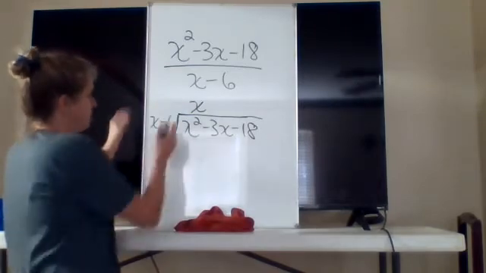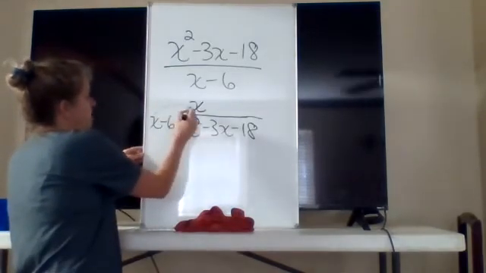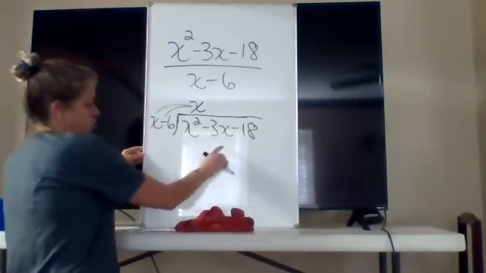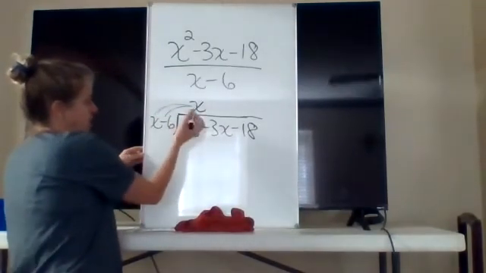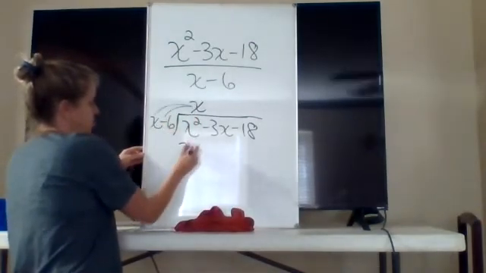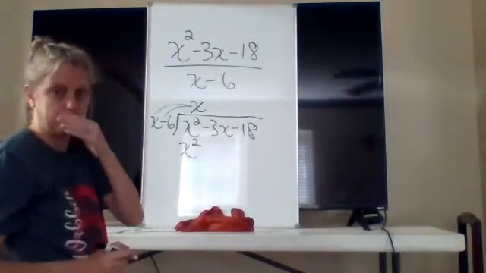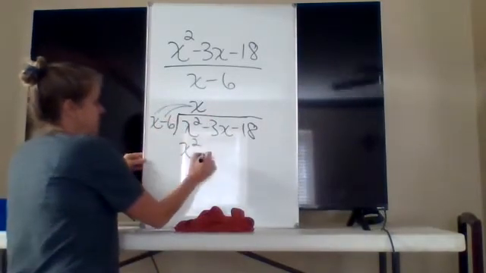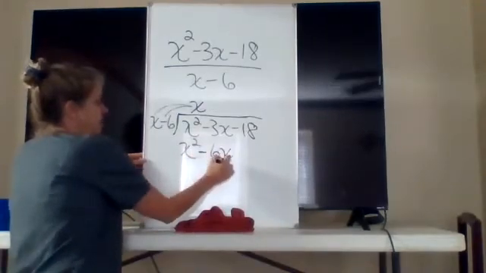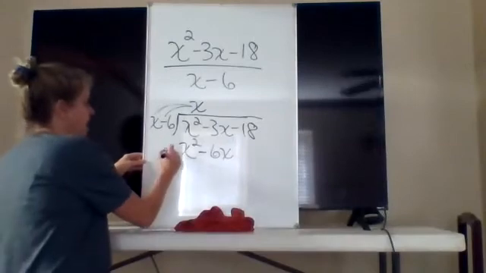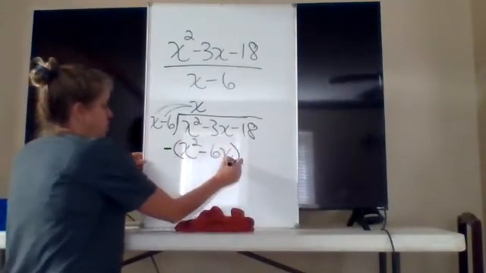Now what you're going to do with this x is you're going to multiply it times both of the terms out here and put your answers right here. So again, like we said, x times x gives you x squared. X times negative 6 gives you negative 6x. And then you're going to subtract this from the terms above it.